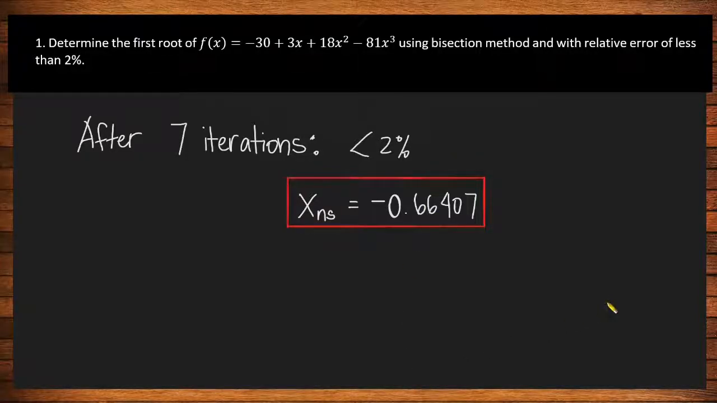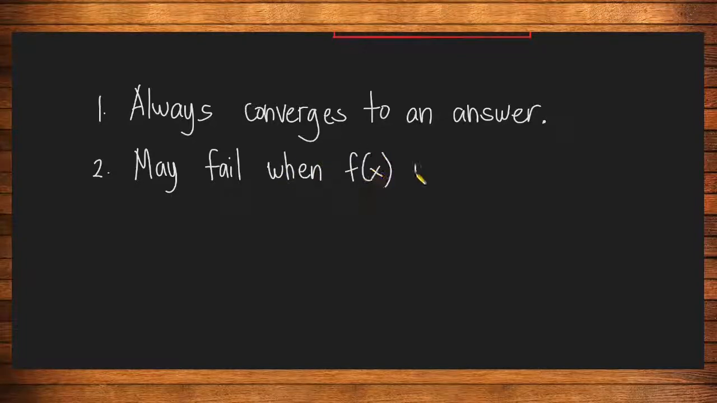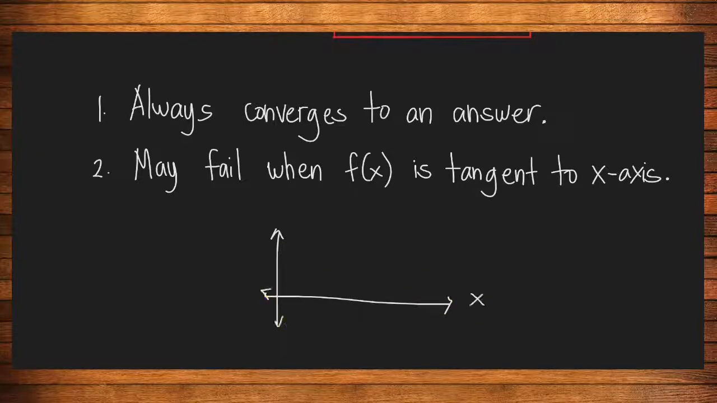Enough na siya. Additional notes sa bisection method. So first, it always converges to an answer. Again, basta bracketing method, as long as continuous yung function natin between our interval, we'll always converge to a true solution. And then for number 2, the bisection method may fail when the function f of x is tangent to the x-axis. As you can see in this graph, a true solution lies between our interval.